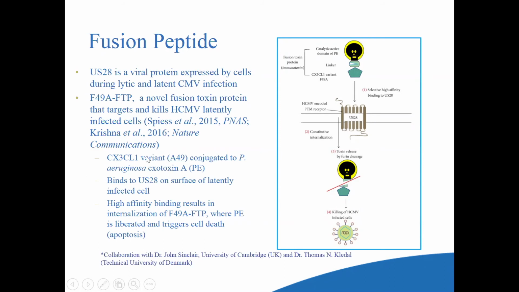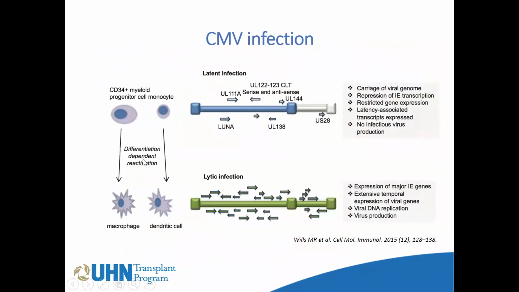And the fusion toxin is conjugated to a Pseudomonas exotoxin. So once the toxin binds to US28, it gets internalized, the toxin is released, and it kills the cell, basically. And this just shows that both during latent and lytic infection, you get expression of US28. If you look at latently infected progenitors, for example CD34 myeloid progenitor cells, or latently infected monocytes, they all express US28.